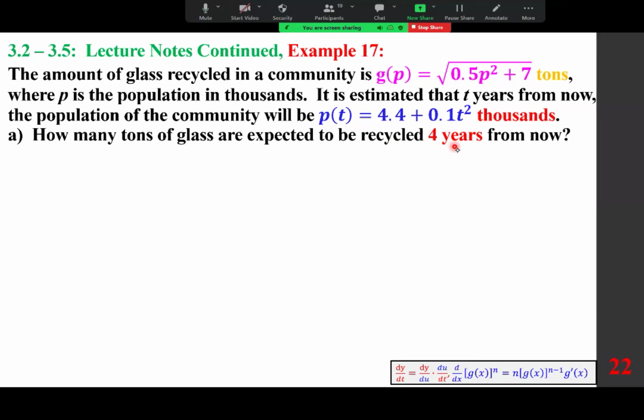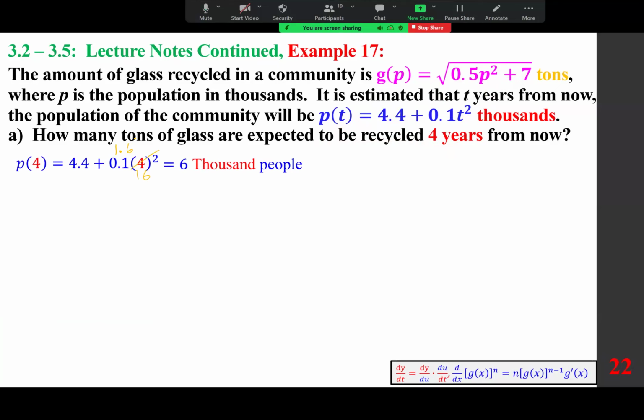So again, glass is a function of P, the population is a function of T, so you can replace the P with this one and come up with the answer in one shot. However, in this example, finding the composite function actually makes things more complicated. Just the way it is, replace the T with 4. 4 squared is 16 times 0.1 is 1.6, plus 4.4 is 6.